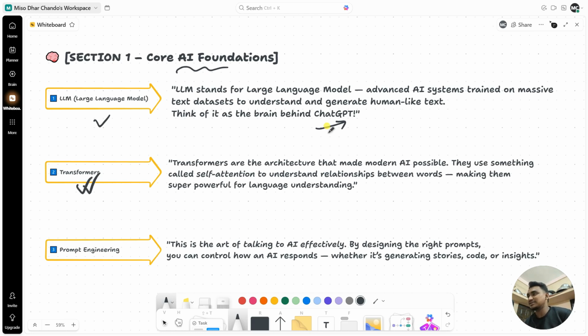The second one is transformers. See, the transformer in electric poles is not this. This is the transformer in machine learning terms.